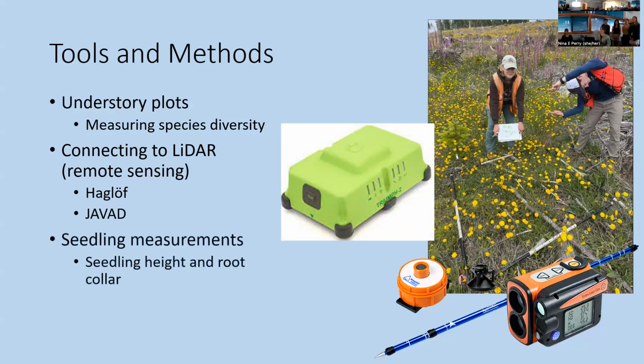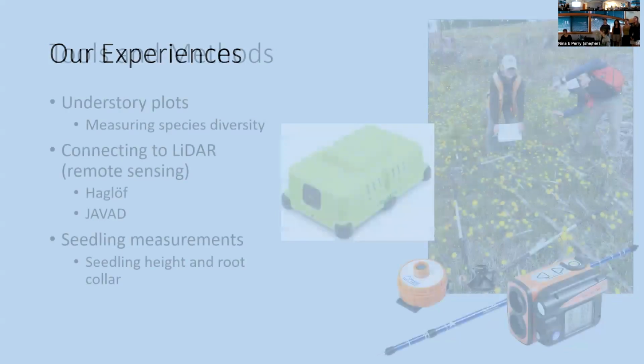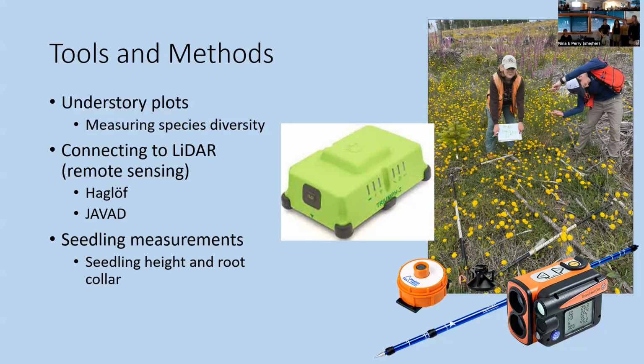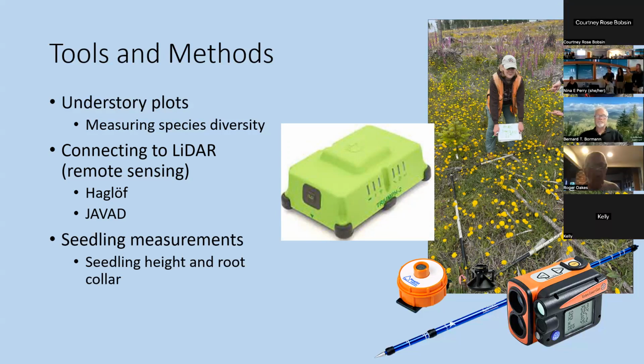And then the last thing we did in the ethnoforestry site were seedling measurements. That's just measuring the height of the trees and the root collar, which is the diameter at the base of these really short seedlings or saplings. These are 2-year-old seedlings? I believe actually 3. They were planted in 2020.